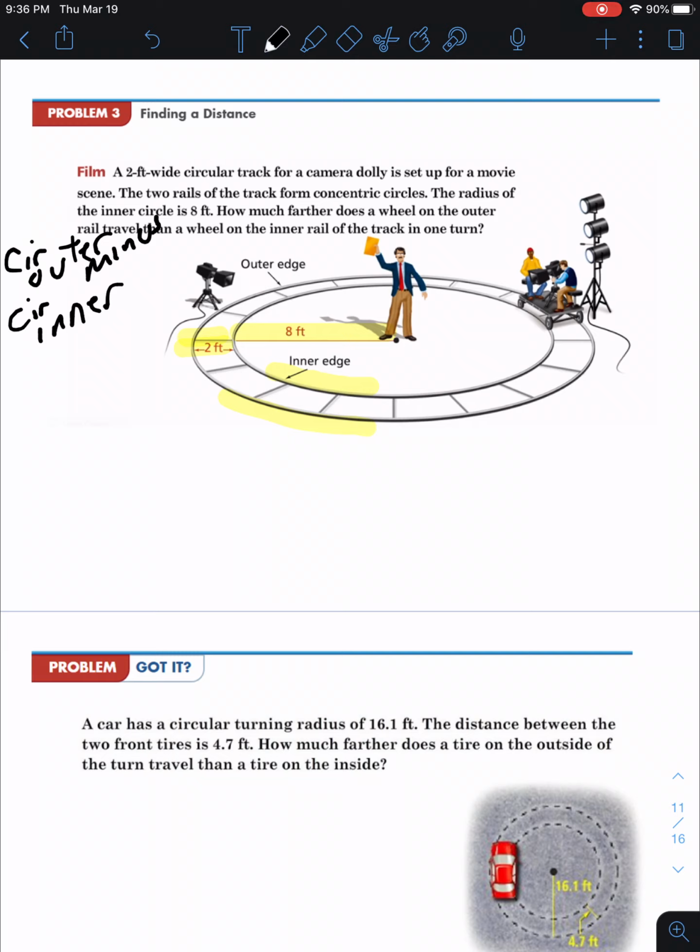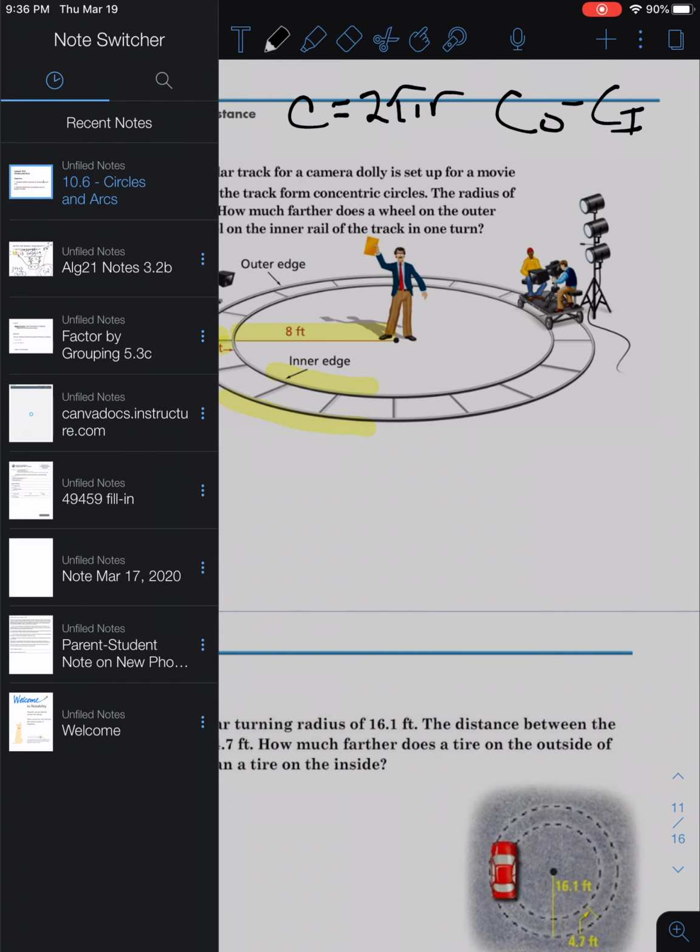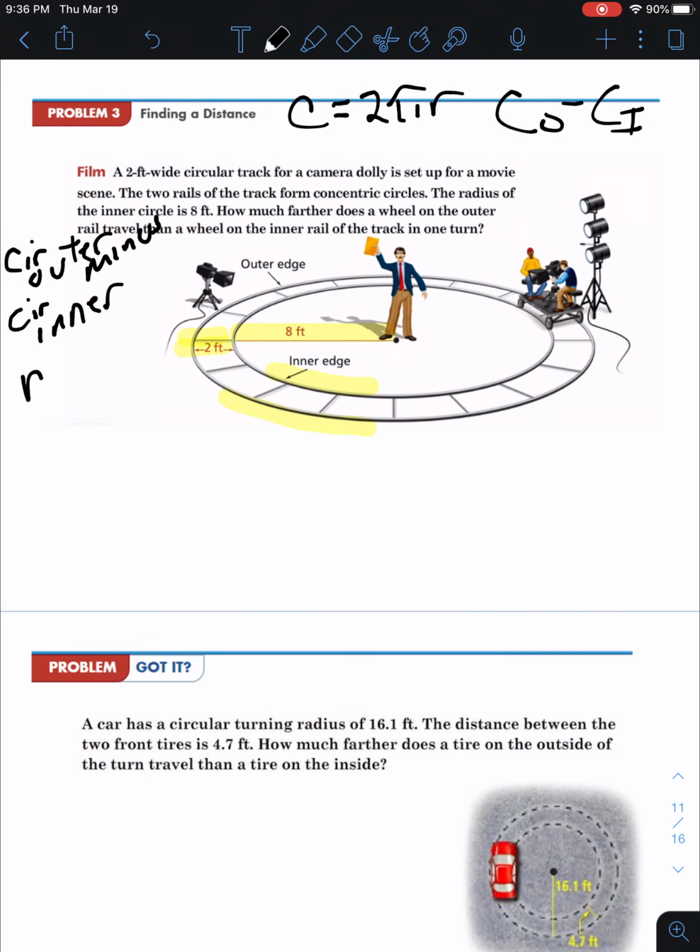Okay? Well, we already know that C equals 2 pi r. So all I have to do is find the circumference of the outer minus the circumference of the inner, and it should give me my answer. Well, the radius for the outer is 8 plus 2, which gives us 10. The circumference then would be 2 pi 10. And that's for the outer.